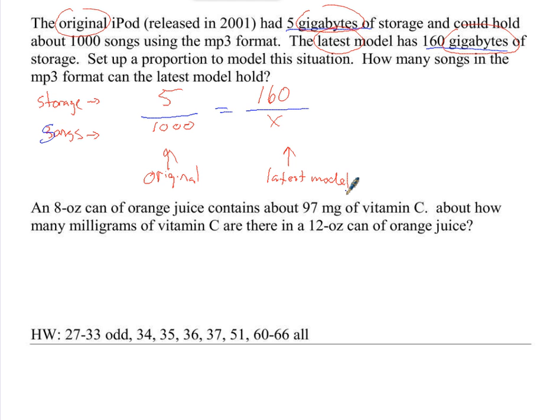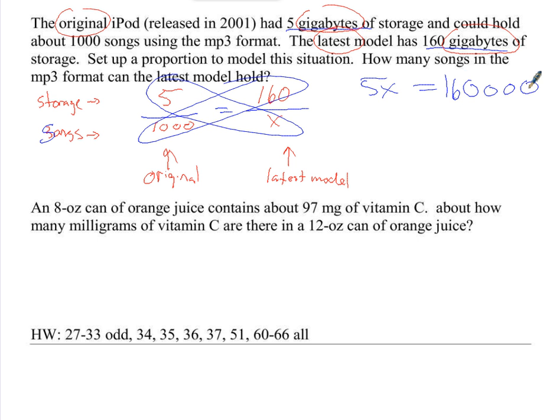All right, so now what do I do? Cross products property. We have 5 times x equals something really big. 160,000. Now we divide both sides by 5. X equals 32,000 songs using the MP3 format with a 160 gigabyte iPod. It's quite a bit of songs. You know how long that would probably take? Long time. It would take months to listen to all of those songs.